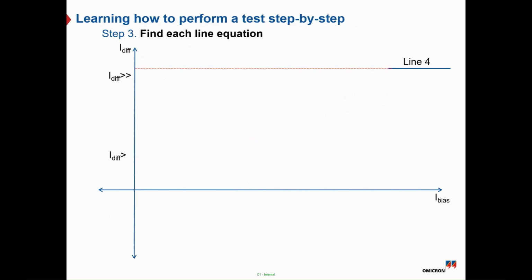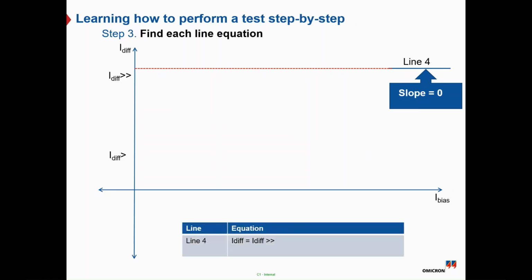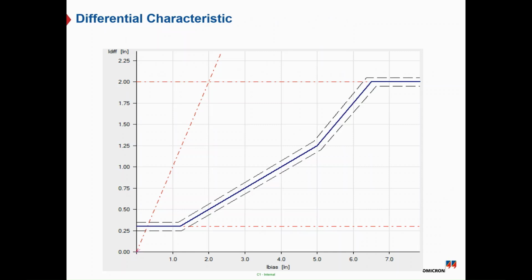And line 4 is the same as line 1, but with a different value of IDIF, which is equal to IDIF double greater. So the equation will be IDIF equal to IDIF double greater with a slope equal to 0. So you can define the differential dual slope characteristic as shown in this photo between the IDIF and the I bias.